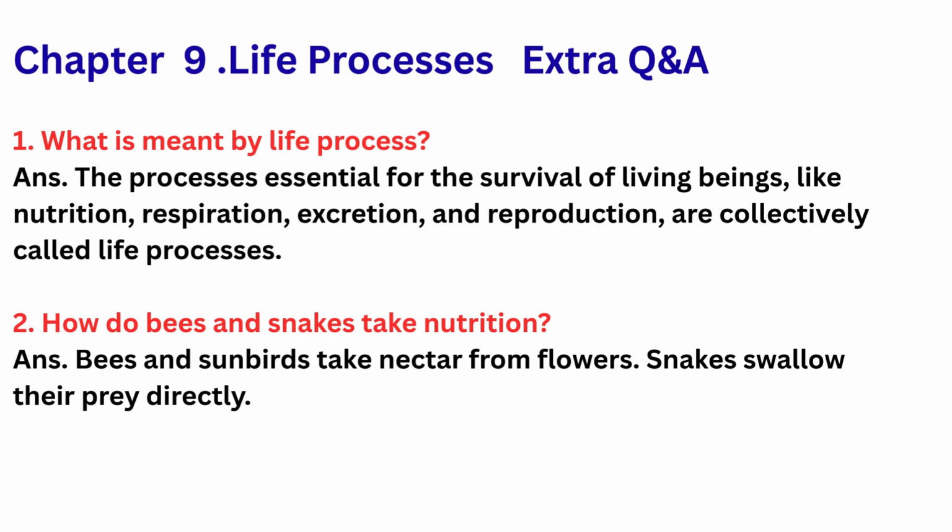Next, extra questions and answers. Question number 1. What is meant by life process? Answer. The processes essential for the survival of living beings, like nutrition, respiration, excretion and reproduction, are collectively called life processes. Question number 2. How do bees and snakes take nutrition? Answer. Bees and sunbirds take nectar from flowers. Snakes swallow their prey directly.